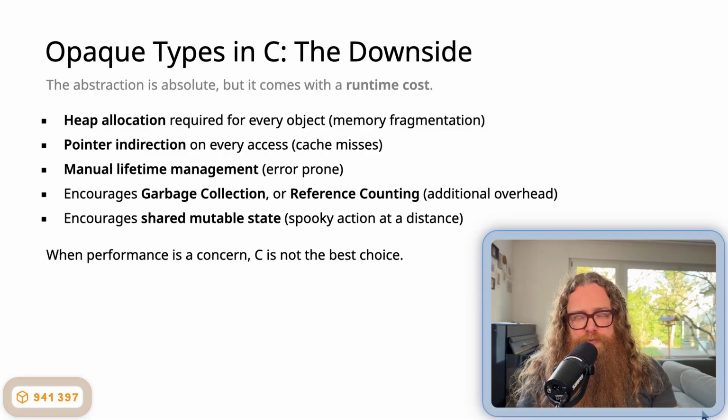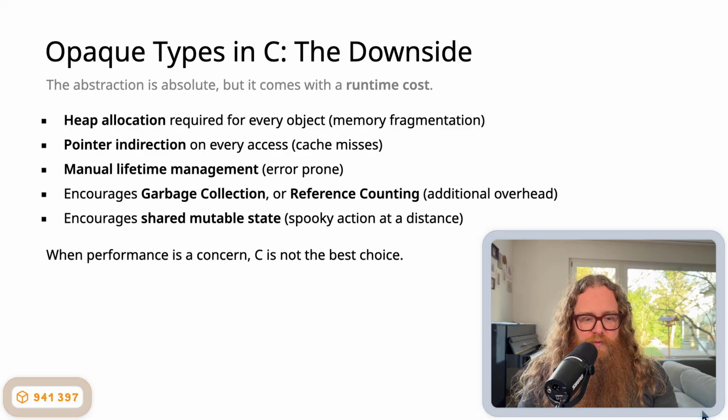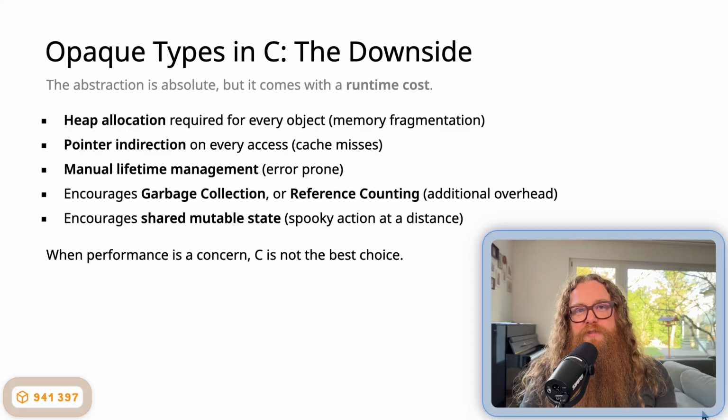But it comes with a cost. Because since the abstraction is absolute, things are truly hidden. The compiler that compiles the client code does not know the size of the object, so it cannot be put on the stack. Each individual object needs to be allocated on the heap. So if you want to have an array or a sequence of transactions, then each one of those needs to be individually heap allocated. So this causes memory fragmentation.